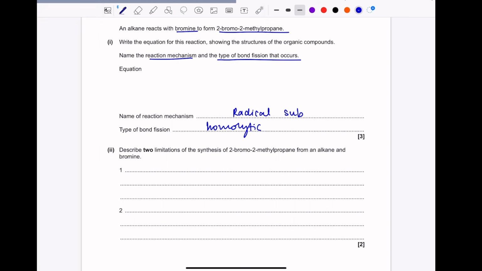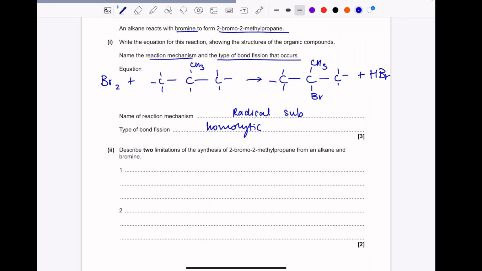As for the equation, we know there's bromine present, and that reacts with 2-methyl-propane, and that makes the 2-bromo-2-methyl-propane. So just the hydrogen at the bottom being swapped out for bromine, and hydrogen bromide.